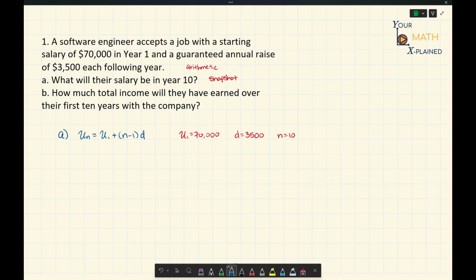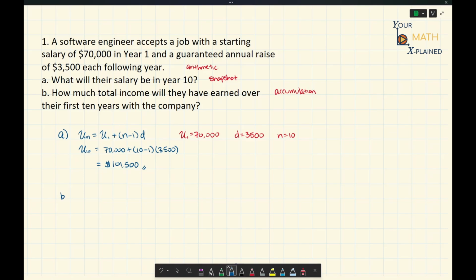So therefore, we can now substitute all these values in. And we get U sub 10 is equal to 70,000 plus 10 minus 1 times 3,500, which means the salary in year 10 is going to be $101,500. Now, part B is asking how much total income they will have earned over their first 10 years with the company. So this here is not looking for a snapshot. It's looking for the total, which is the accumulation.